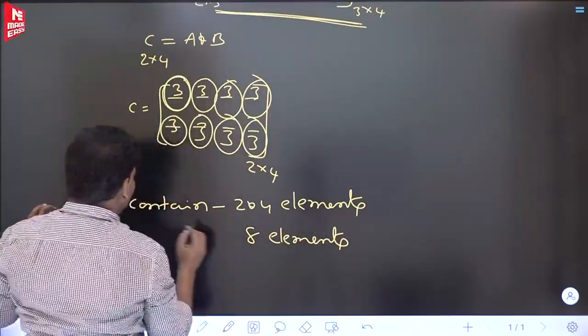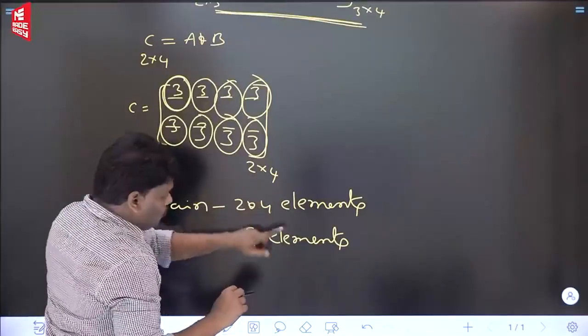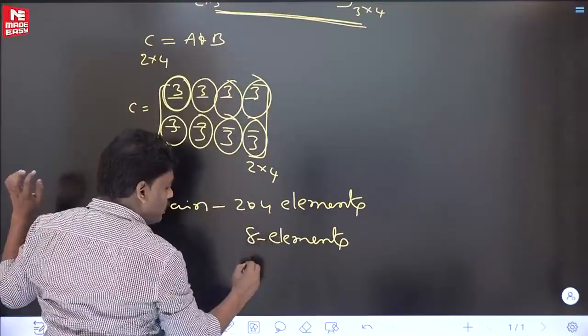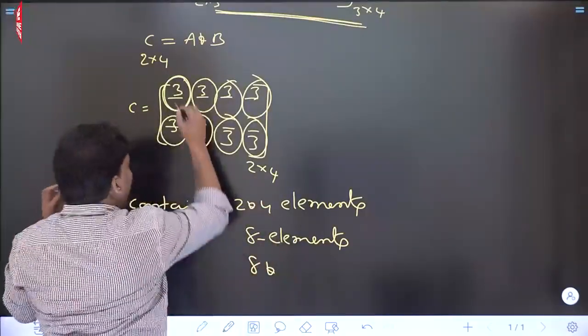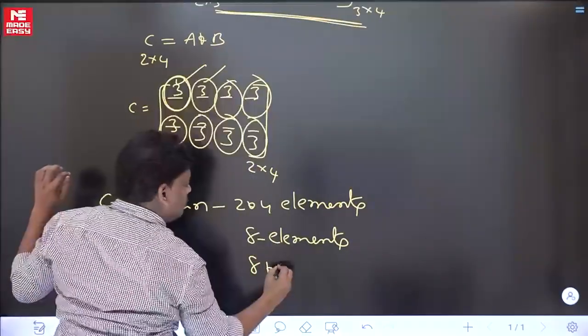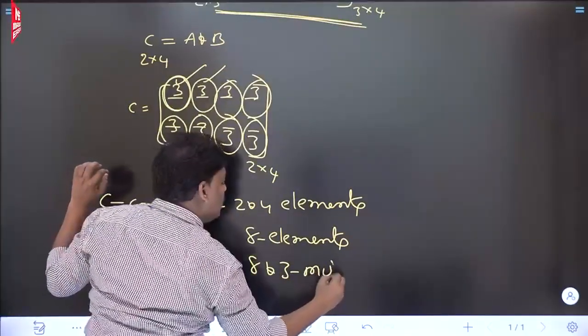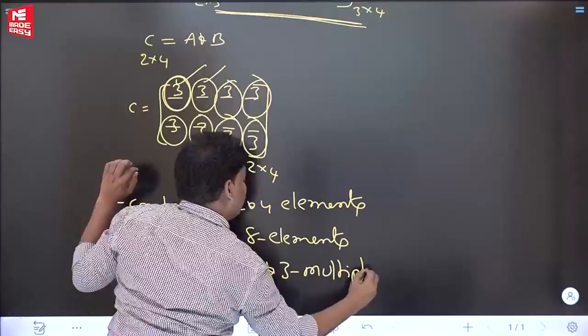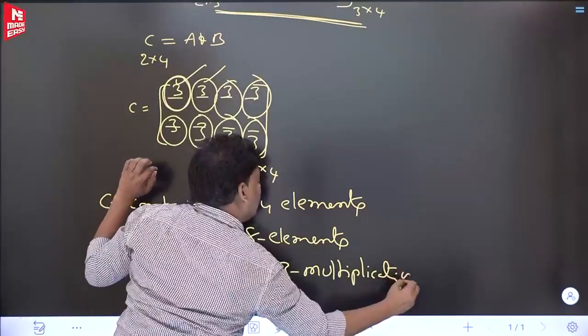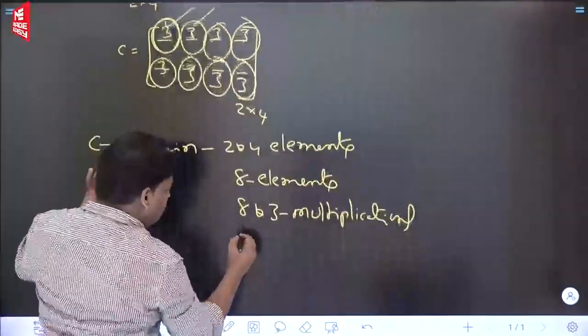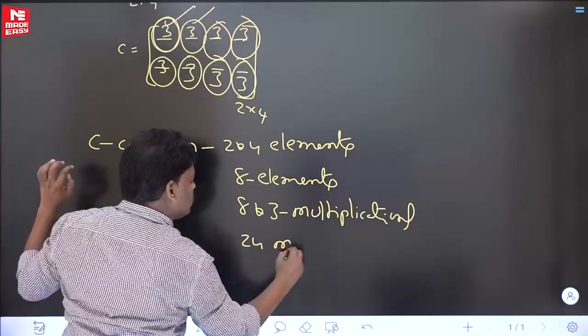Next one, can you help me one? C matrix contains 2 into 4 elements, means 8 elements, that is okay. Next one, 8 into 1 element required 3 multiplications, which will go to 8 3s. What is the answer? 24 multiplications.